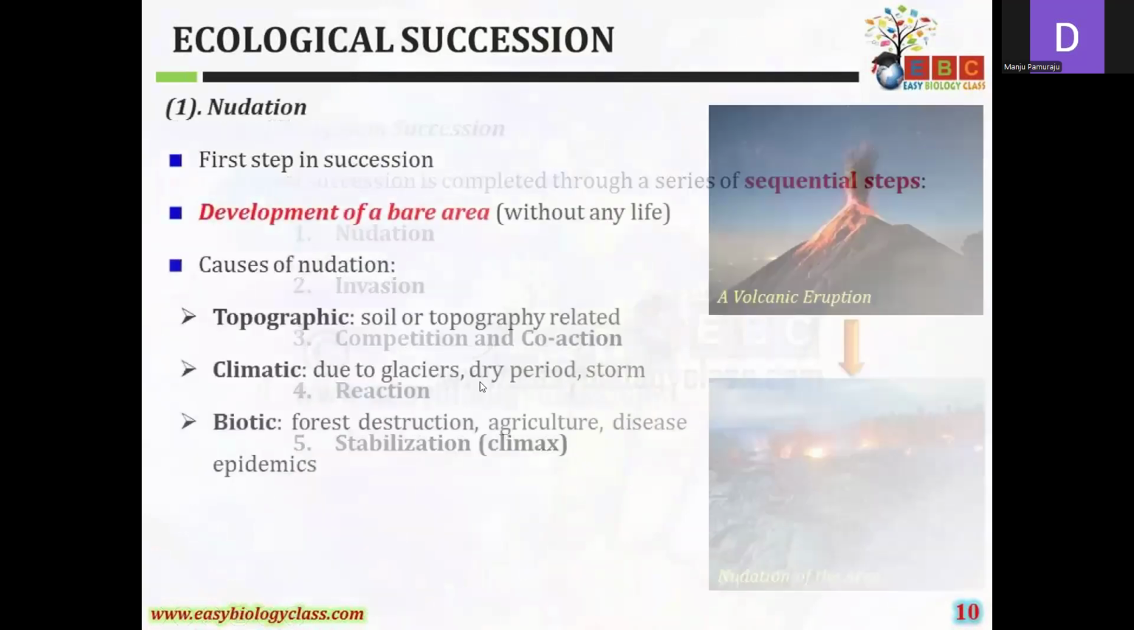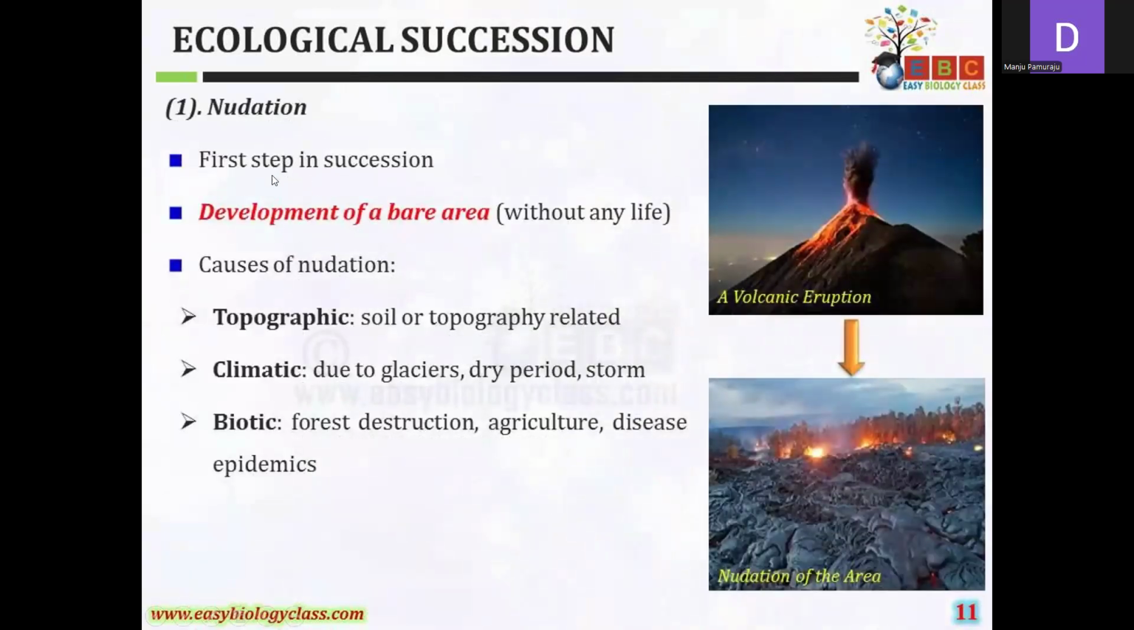First, nudation. The first step in succession is nudation, here meaning without any life: the area where there is no living organism, the development of a bare area. The main causes of nudation are topographic, that is soil or topography related, and climatic conditions, like glaciers, dry periods or storms.